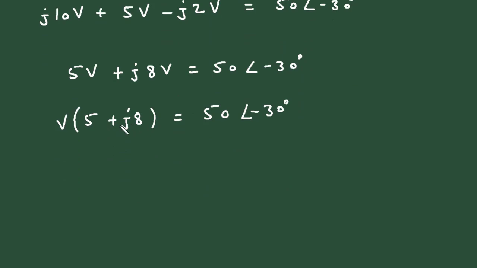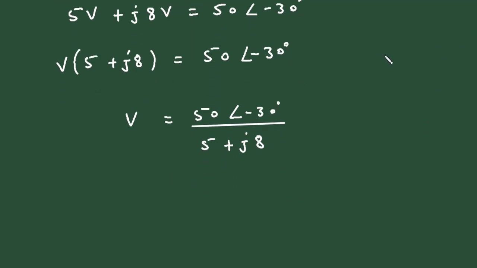Now here on this left hand side it is in rectangular form, and on this right hand side it is in polar form. So we will take this on this side. So v is equal to 50 at an angle minus 30 degree divided by 5 plus j 8. We know that addition and subtraction are better performed in rectangular form, and multiplication and division are better performed in polar form. So what we will do, we will convert this denominator part into its equivalent polar form.